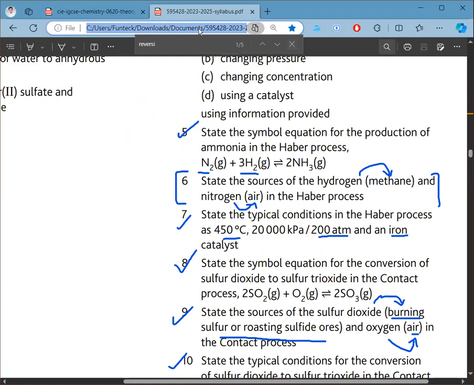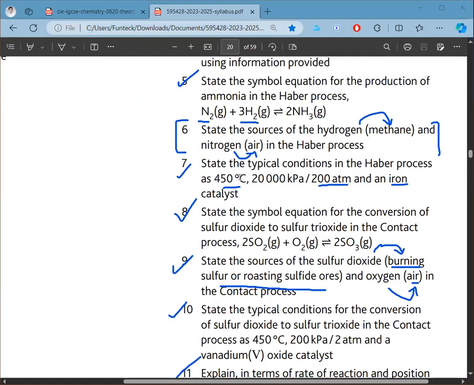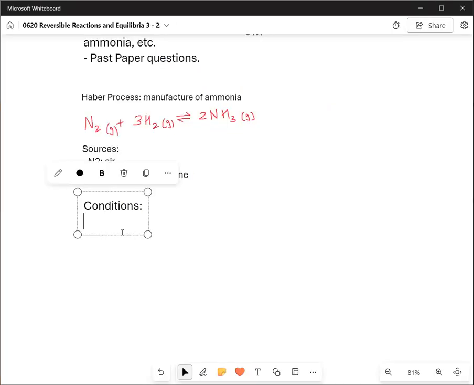Let's see. Can you read this out loud? State from here. Haber process. A typical condition in the Haber process has 450 degrees Celsius, 20,000 kilopascals, 200 atmospheric pressure, and iron as a catalyst. Now, kilopascals or atm, both are fine. We usually give the pressure in atmospheres.